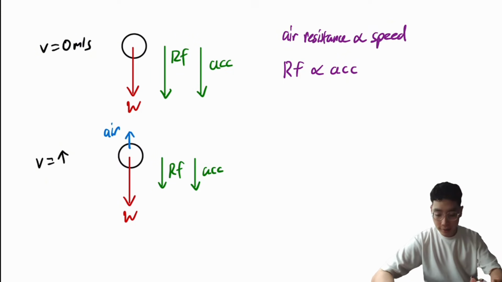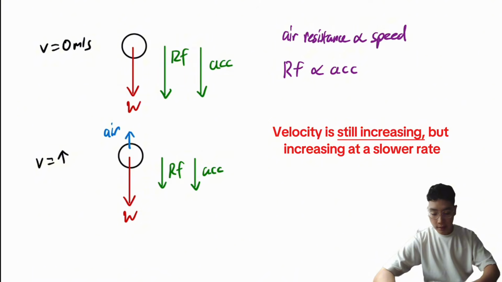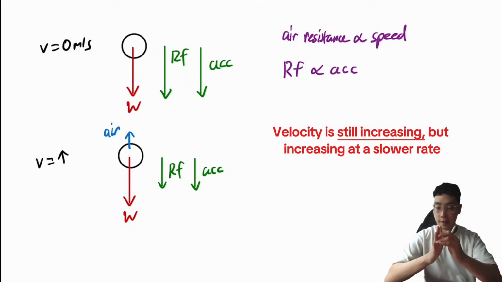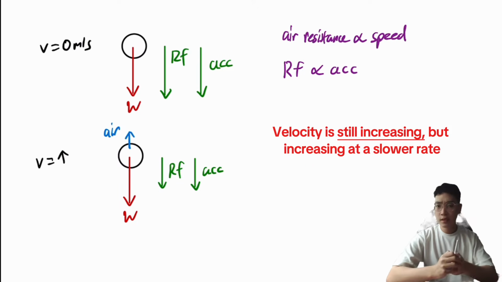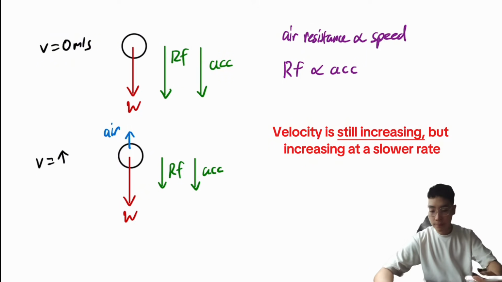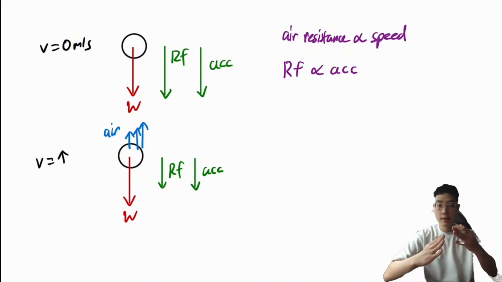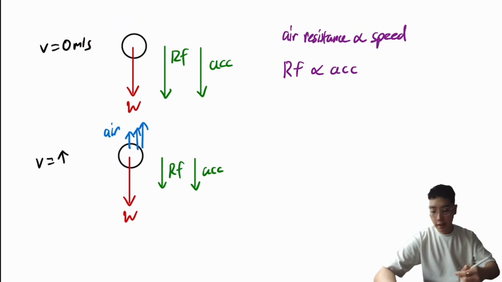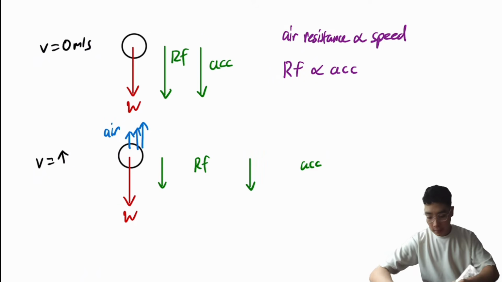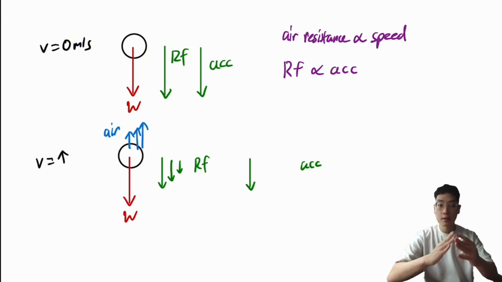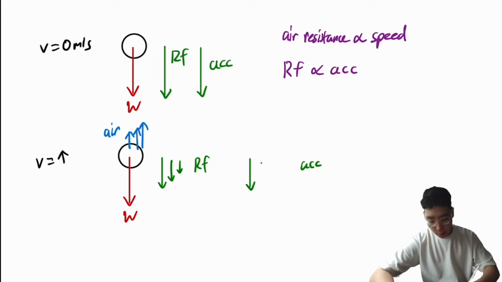So what's going to happen here? The ball is still accelerating. It's still moving faster, the velocity is still increasing, but it's just increasing at a slower rate. As the velocity increases more and more, the air resistance is going to become bigger and bigger. And so what's going to happen to our resultant force? Our resultant force is going to become smaller and smaller, because the air resistance is opposite to the weight. And our acceleration, same thing.